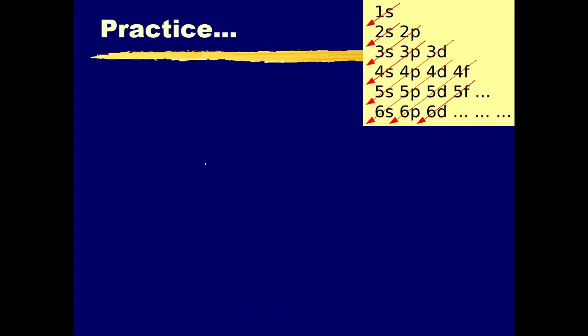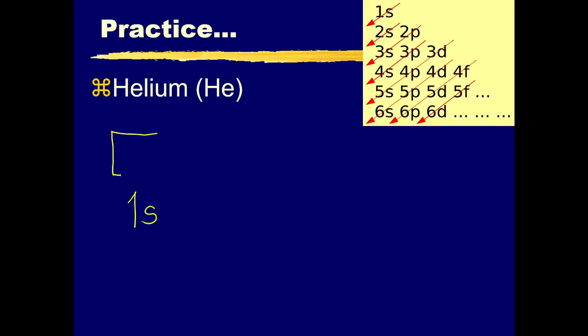Let's begin with helium. Let's start with the orbital diagram. So I'm going to start first with 1s. And I have 1 box there. So take note, this has two electrons, because its atomic number is 2. So you start first with 1s. Fill this up. 1, 2.